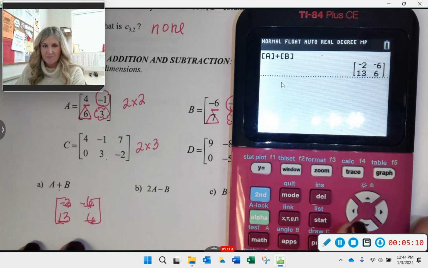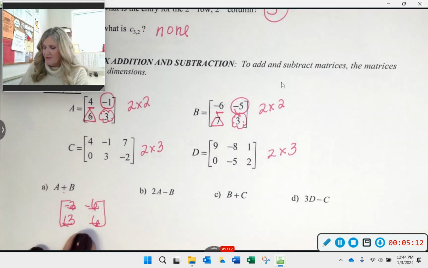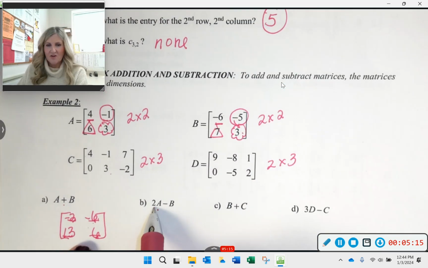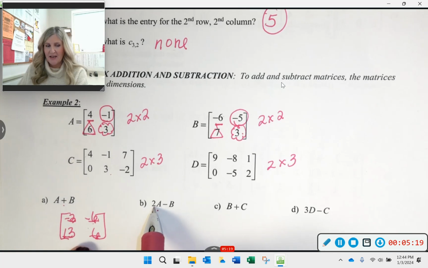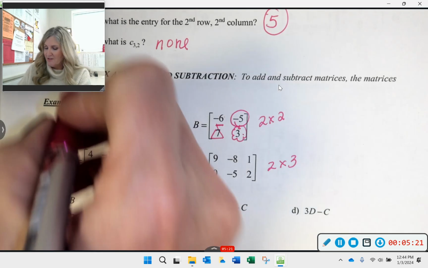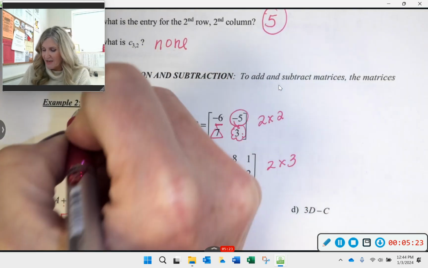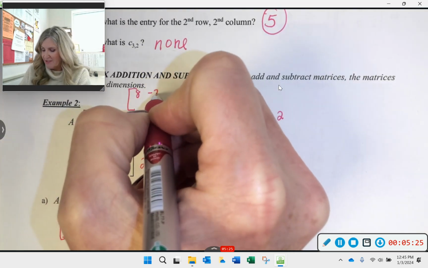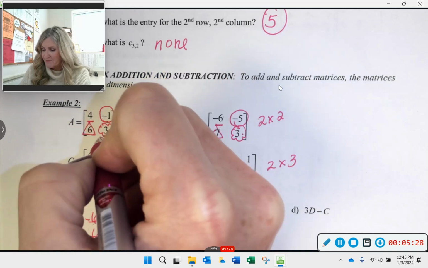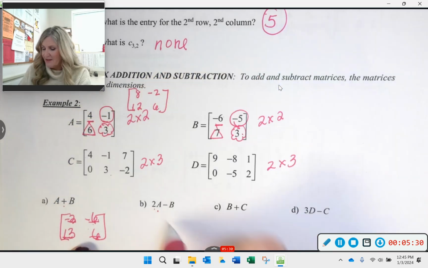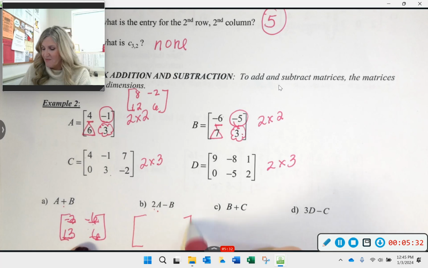Very easy. Okay, now in part B, this is called a scalar. So I have to take every entry in matrix A and multiply it by 2. So I'm just going to do that off to the side. Every entry gets multiplied by 2. And then we're going to have to subtract B from that.